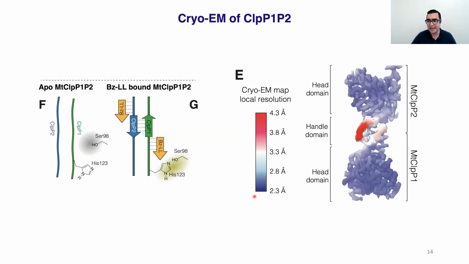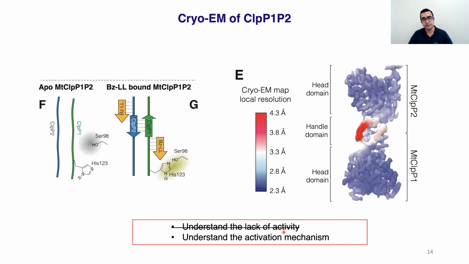The dynamic nature of the handle region is also evident in the cryo-EM local resolution maps. The overall structure is of very high resolution, but the handle region is sticking out like a sore thumb, indicating that this region is really floppy. Now, we've answered one question. We now understand why the apo form is inactive, but really the most interesting part for us was why this particular system requires these short dipeptide activators, and what's the mechanism of activation.